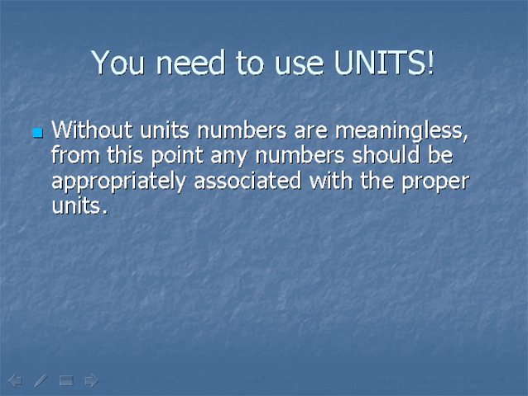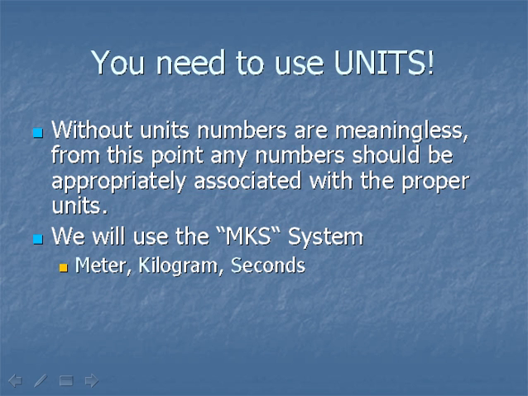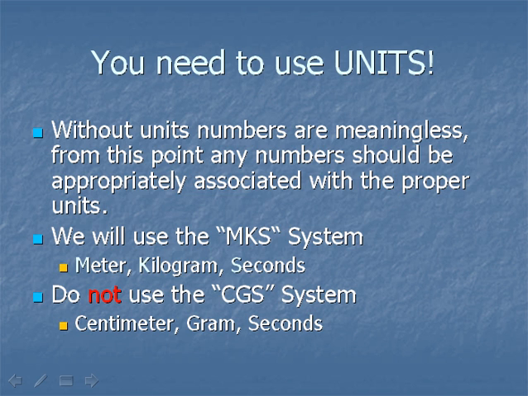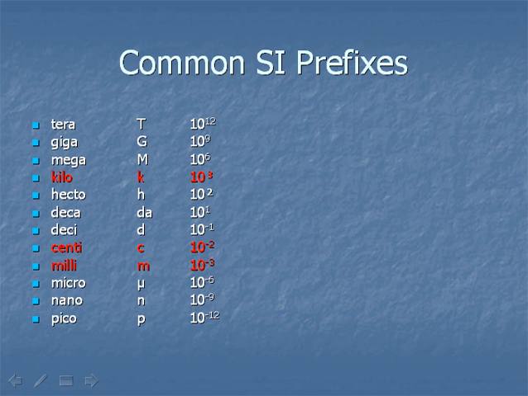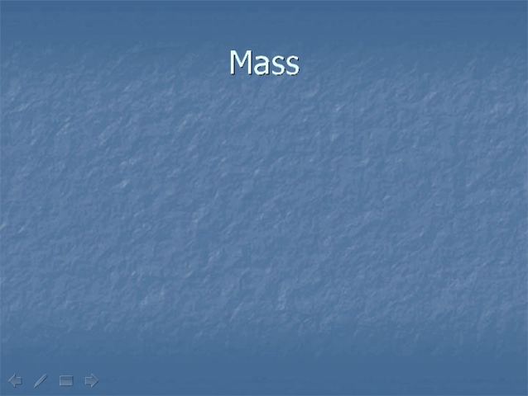We always need to use units when we're working with numbers in this class. They always should have a unit associated behind it. We're going to use the MKS system: meter, kilogram, and seconds. We do not want to use units such as centimeter, gram, seconds, or even foot, pounds. The prefixes we will focus on are kilo, which is times 10 to the third, centi, 10 to the negative second, and milli, 10 to the negative third. You should be familiar with these.